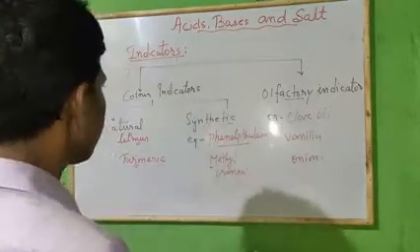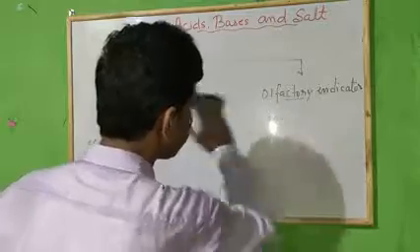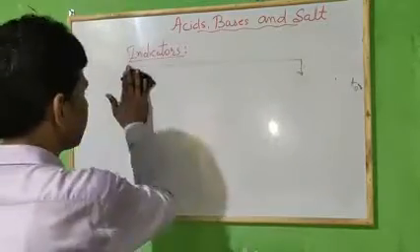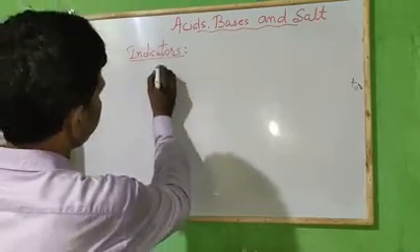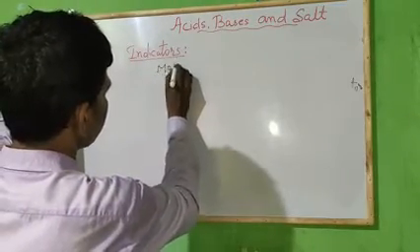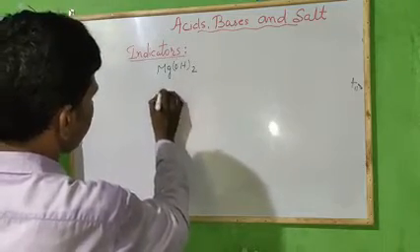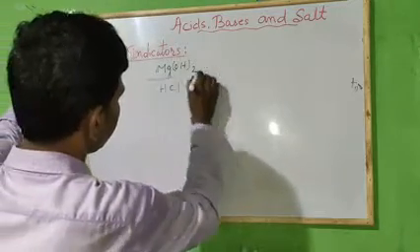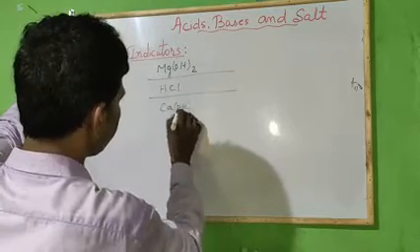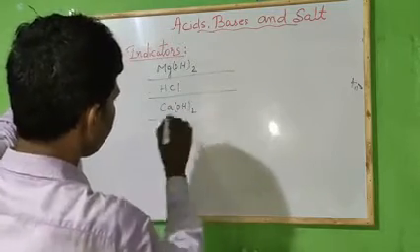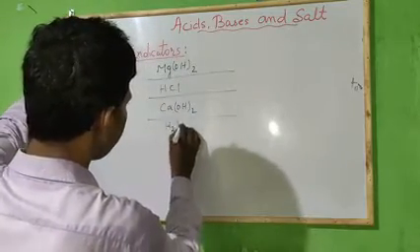Clear? Let me explain one more by taking some examples. Suppose I have magnesium hydroxide. Suppose I have hydrochloric acid. Suppose I have calcium hydroxide. Suppose I have sulfuric acid. Clear?